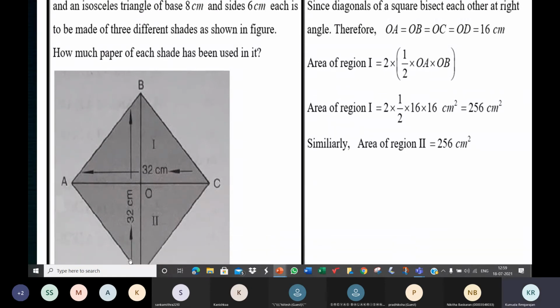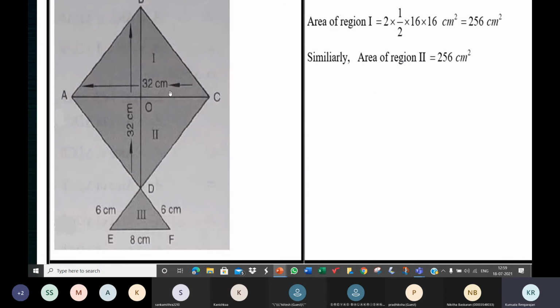You should not find the total area of the kite. That's not asked. How much paper of shade A has been used? How much of shade B? How much of shade C? That means you must find the area of region 1, region 2, and region 3 separately.